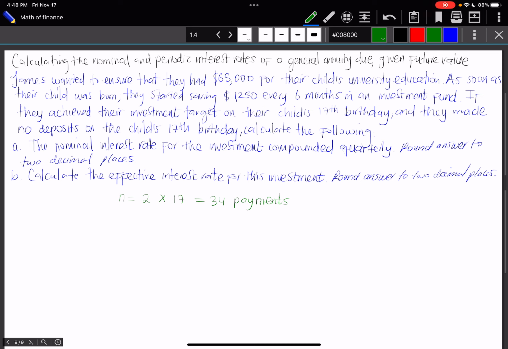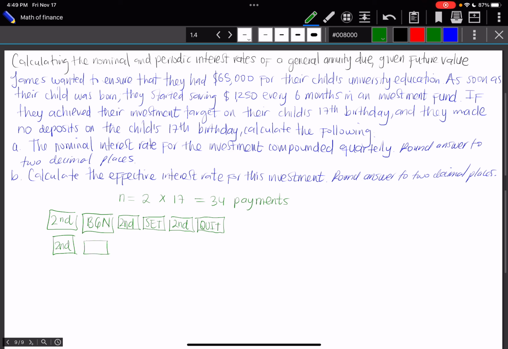we set the calculator to BGN mode, as this is an annuity due because payments are made at the beginning of each period. So we click on the button second, then we go BGN with your scientific calculator, and then second, and then set, and then we go with second, and then quit. So we have set the calculator to BGN mode.